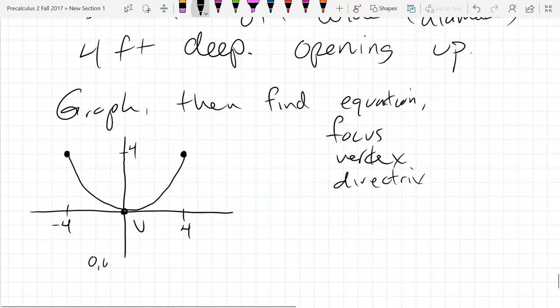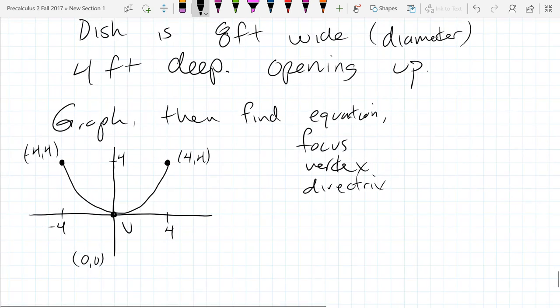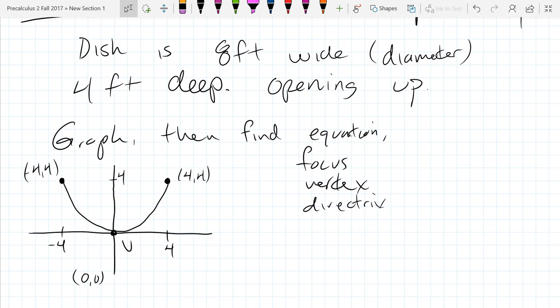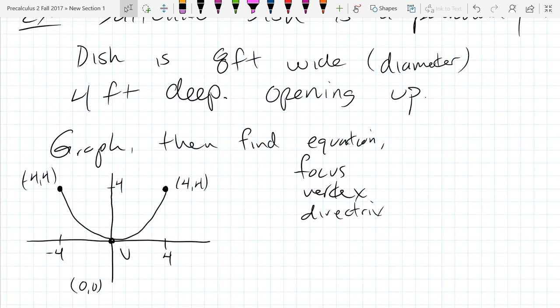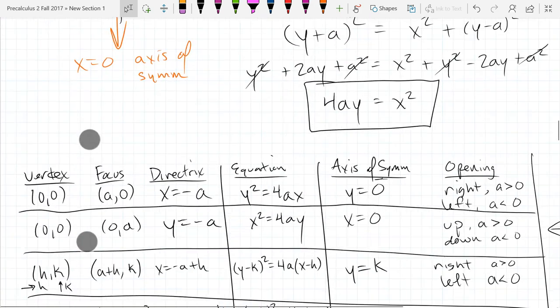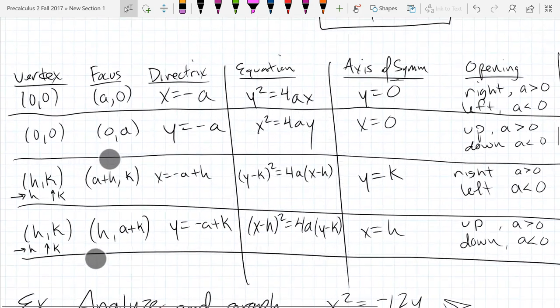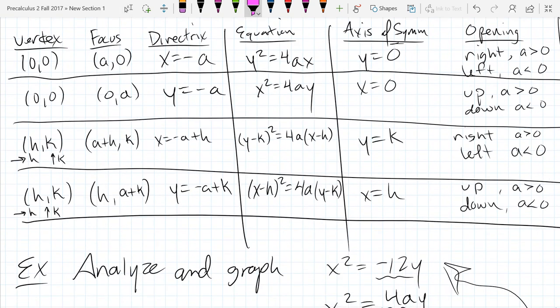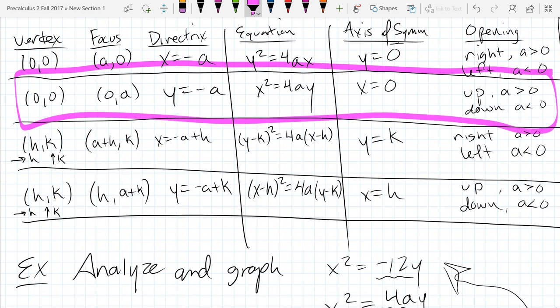So we're going to write down some points we have: 0, 0, 4, 4, negative 4, 4. I'm about to scroll back to that chart so we can decide which row we're using. This is opening up, and the vertex is at 0, 0. So this is one of the first two rows, the easier rows, and since it's opening up, it'll narrow it down very quickly. So we are using row 2, and we're opening up, so that means A is going to be positive.